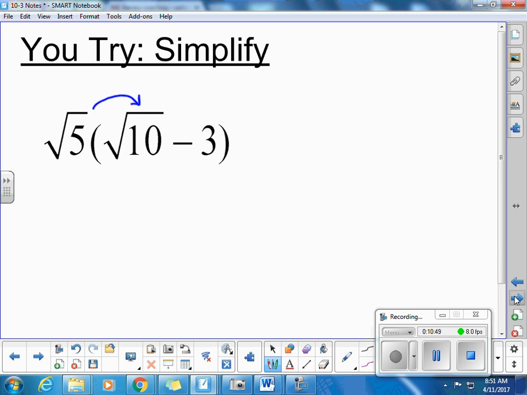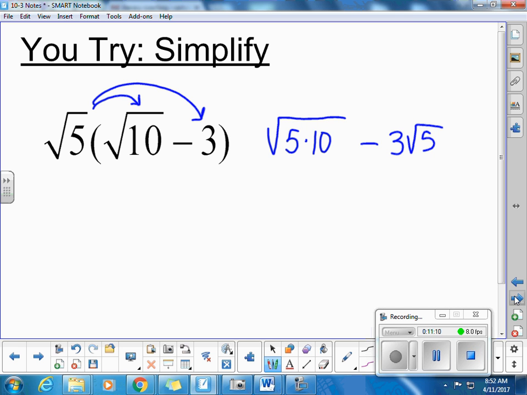Alright, for example, we do square root of 5 times square root of 10, which would be square root, I'm just going to leave it like this, times 5 times 10 to begin with. We can put it together and make it square root of 50, but then I think we're going to have to break it up. So, I'm going to leave it as 5 times 10. And then minus 3 square root of 5.